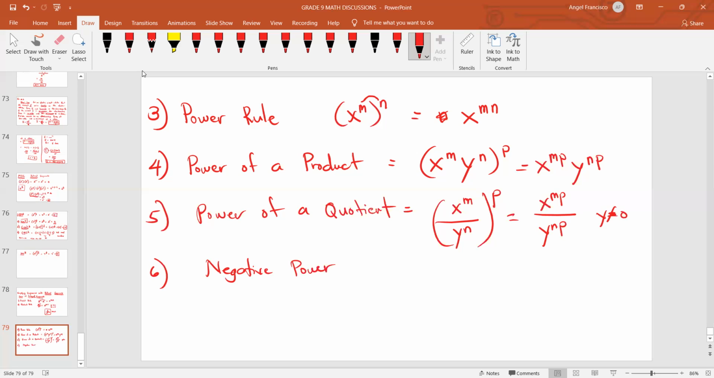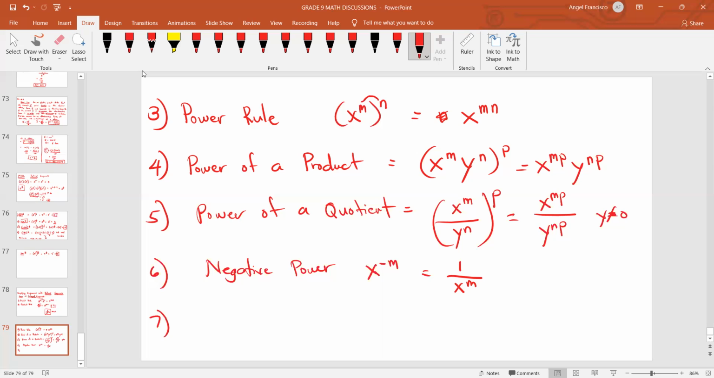Number 6, negative power. X to the negative m. So what you're going to do is 1 over x to the m power. Okay? So when you put that expression into the denominator of 1, m will become positive. So that is rule number 6.